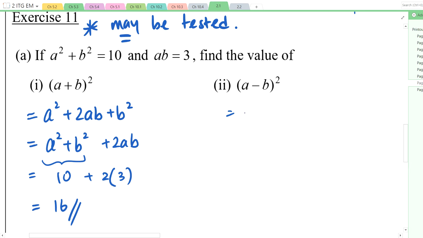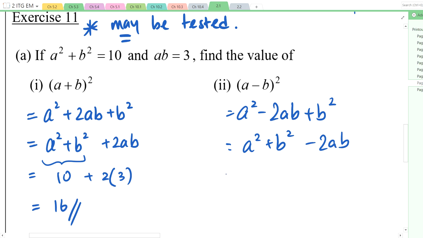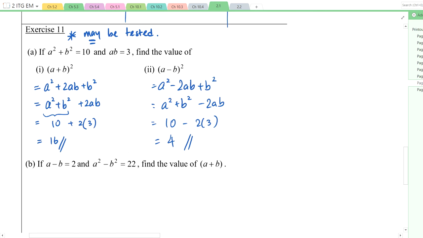This is equals to a square minus 2ab plus b square. Then we look, we have a square plus b square again. This time you minus 2ab, so we get 10 minus 2 times 3 to be 4. Okay, so even though I don't know the value of a, I don't know the value of b, I still can get the answer. And now part B.